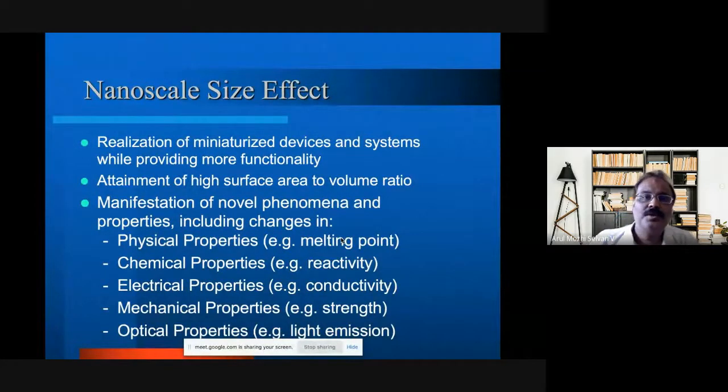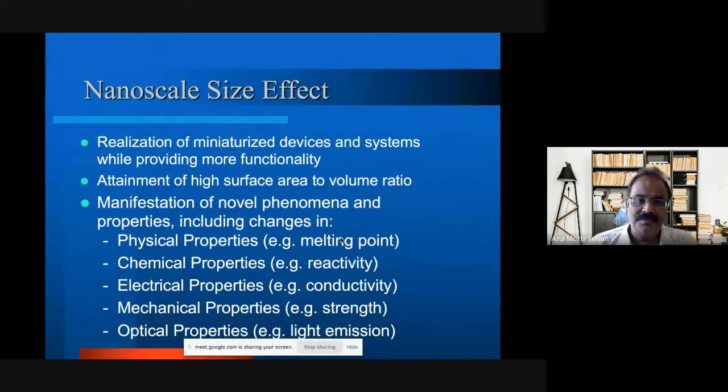So this is actually the most important thing, nanoscale size effect. The realization of miniature devices and systems while providing more functionality, attainment of high surface area to volume ratio. So this is the major claim of why we are moving towards nanotechnology: the high surface area to volume ratio. The surface area plays a major role, like how heat transfer enhancement is done with the help of fins in an IC engine. The more the surface area, the more heat we can transfer. So the rate of heat transfer is enhanced with the help of the fins. Similarly, the surface area is very important. Because the material is converted into nanoscale, it has more surface area to volume ratio.